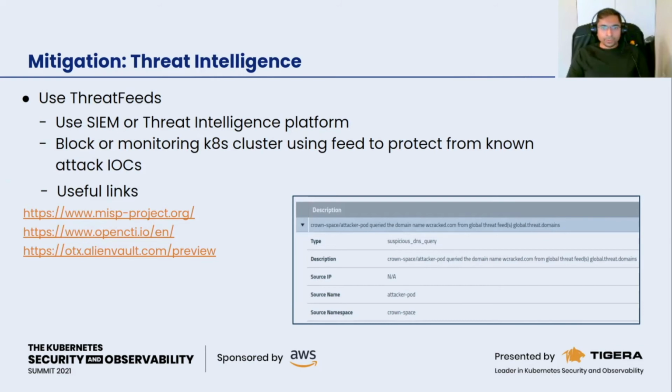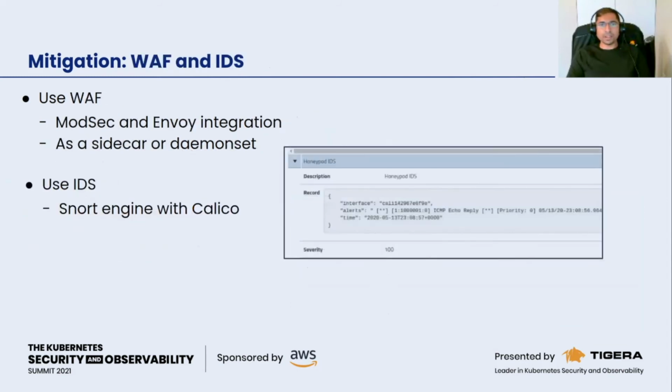And there are really cool threat feeds and open source projects given in the links here. MISP, OpenCTI, and AlienVault are some examples. Having WAF and IDS can really help. You can integrate your ModSecurity and Envoy together as a sidecar or daemon set within Kubernetes, and that can provide extra safety to your application.